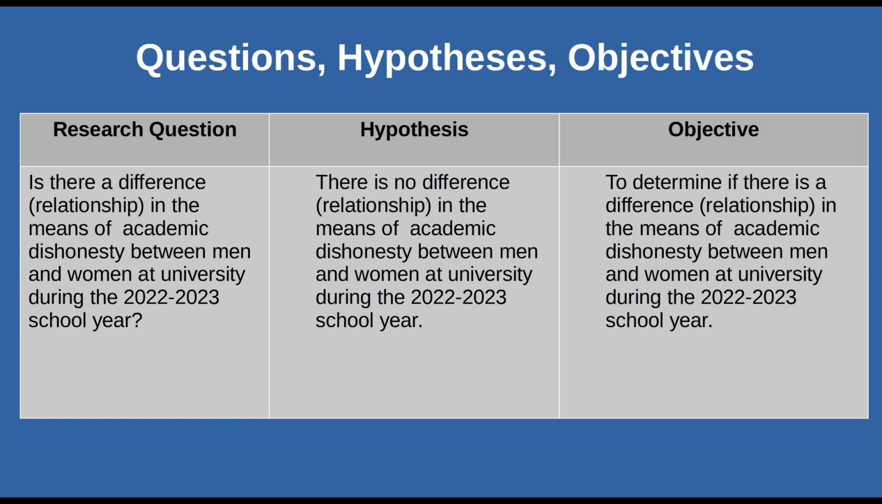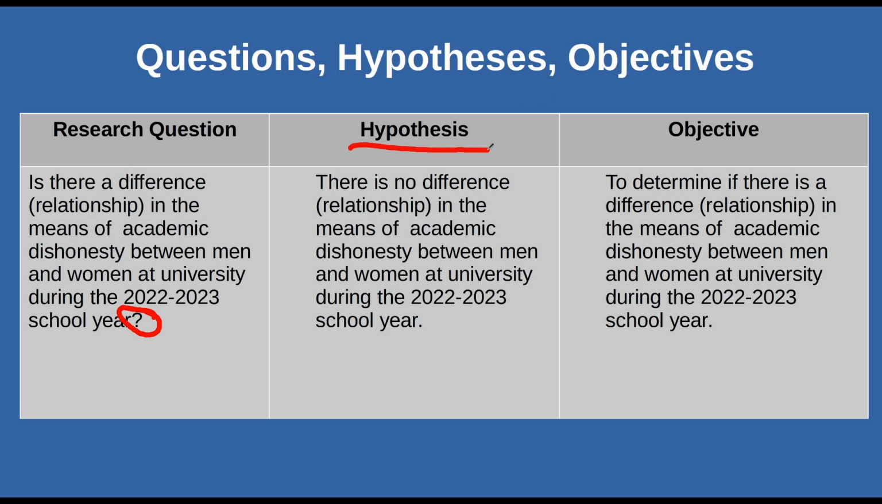Is there a difference or is there a relationship in the means of academic dishonesty between men and women at university during the 2022-2023 school year? Is there a difference? All right, that's what we're looking for. Relationship doesn't really apply here. But notice here, we have a question mark at the end. That's it. Now let's take a look at hypotheses.